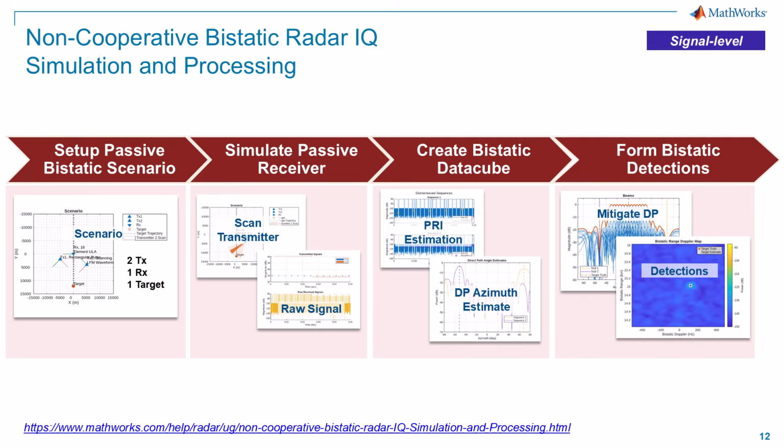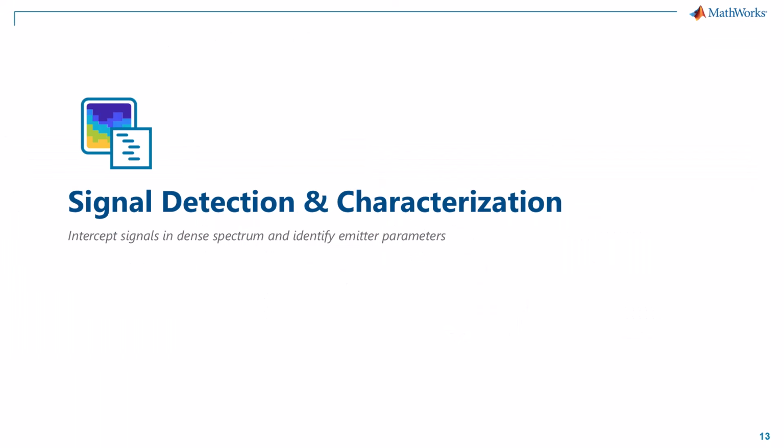Now, once a signal arrives at your receiver, how do you characterize it? So let's move on to signal detection and characterization. Given signals in the environment, how does a receiver intercept, detect, and characterize them? This is the first step of the signal chain. We need to identify what's in the spectrum and determine its parameters before we can locate it.